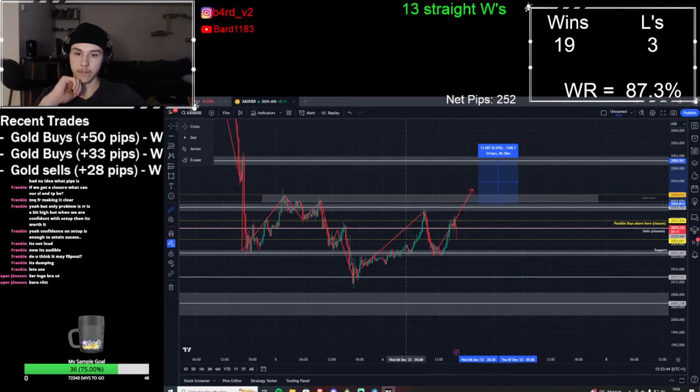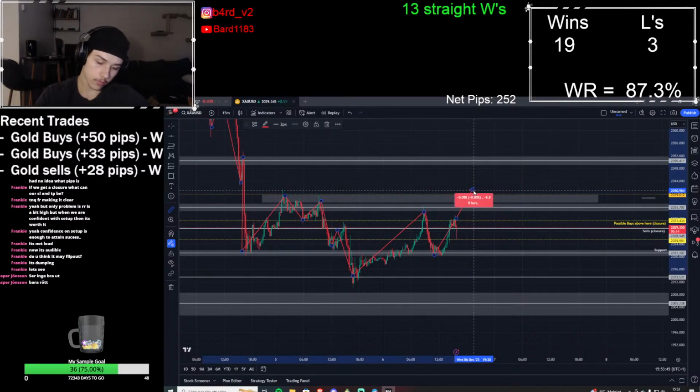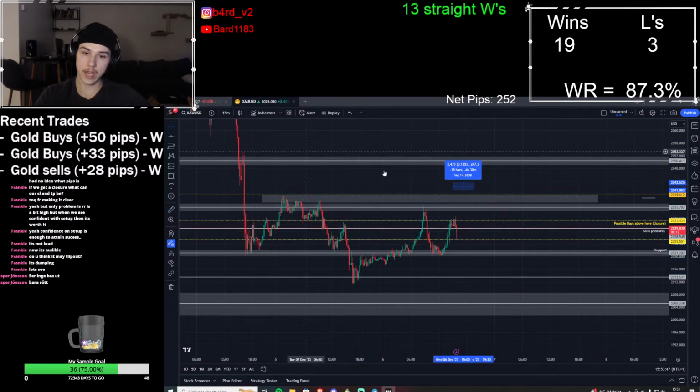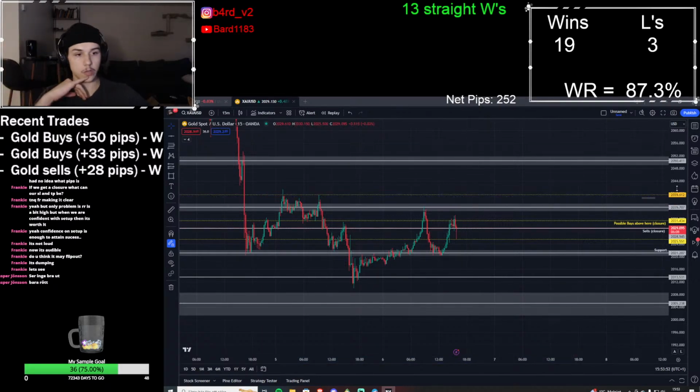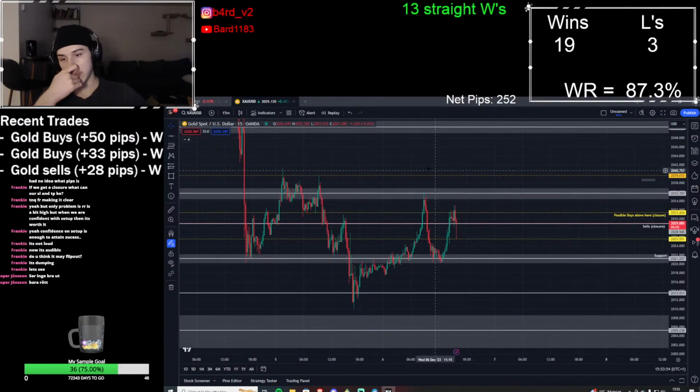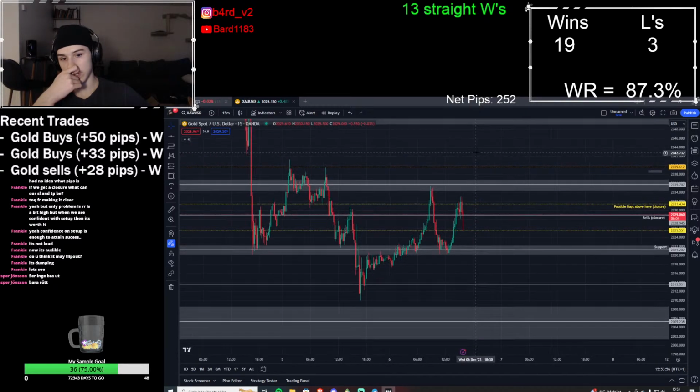Right here. So that's the only valid place, that's where I would look for a high probability trade. That's where I would call out the trade on the Telegram and Discord channel, because that's a high probability trade.